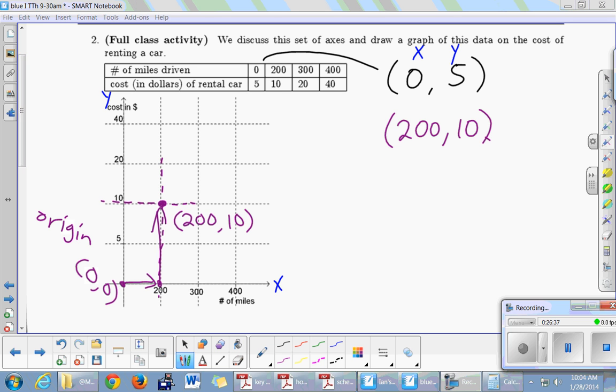Here, I got to catch up to you guys. So 0.5 is here, and then 320 is there, and then 440 is here. And then sure, that looks like a straight line, so we'll connect the dots and get a straight line. Is that right? Does this accurately capture the data in the table?